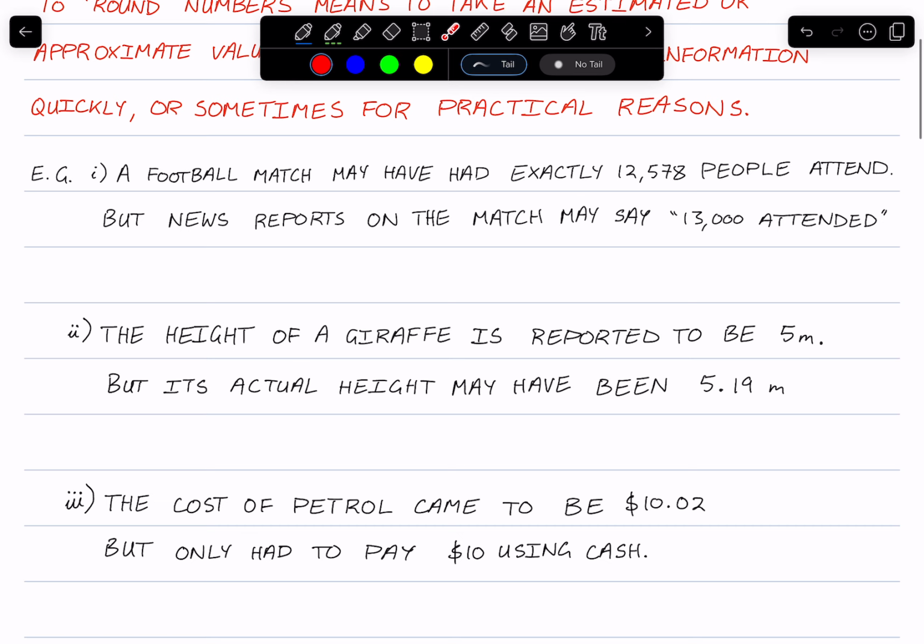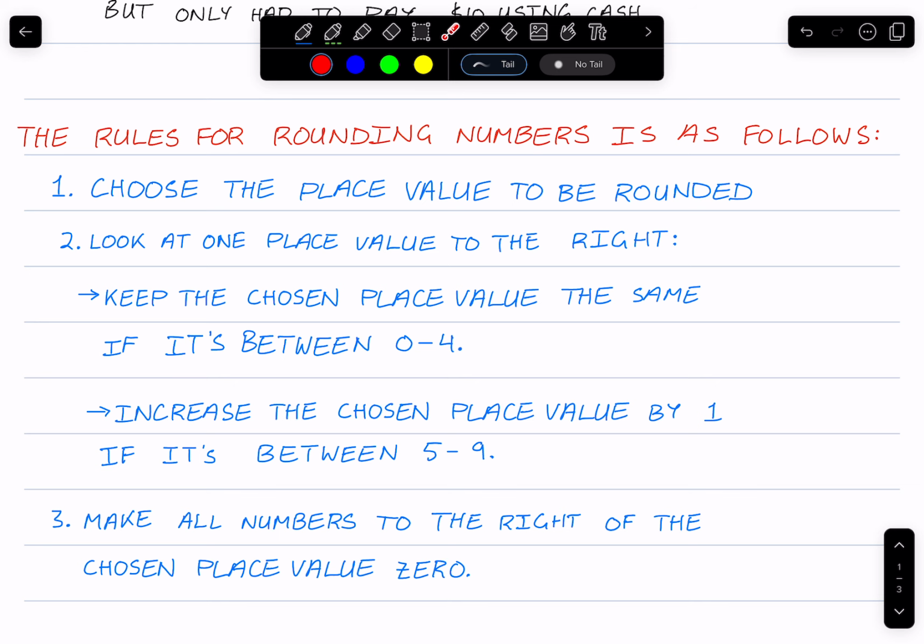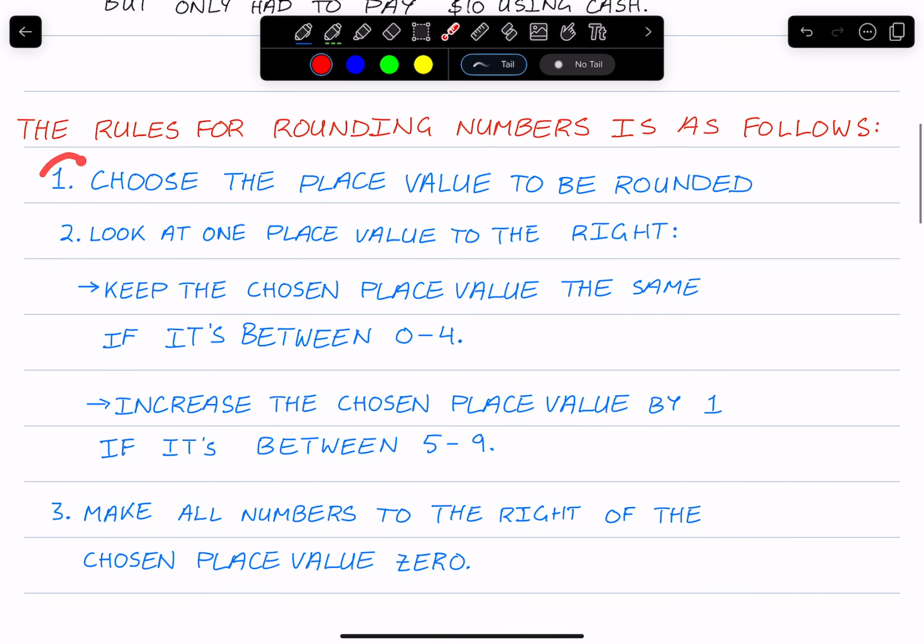So these three examples show where we might use rounding. But now here is how we actually apply the rules for rounding in maths. Step 1, we choose a place value to be rounded. Sometimes it might be given to you. Step 2, from the place value, we look 1 to the right.